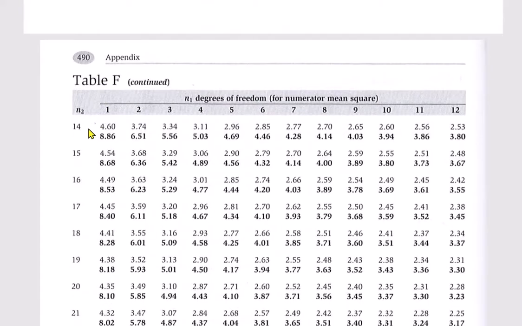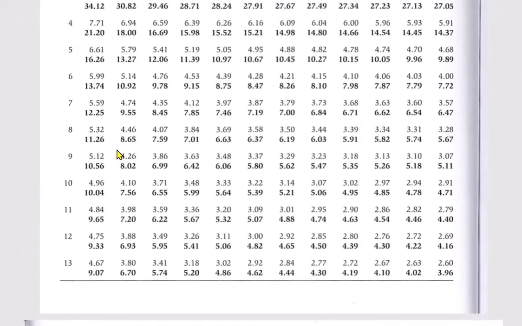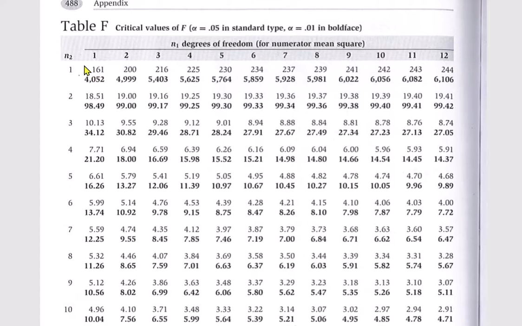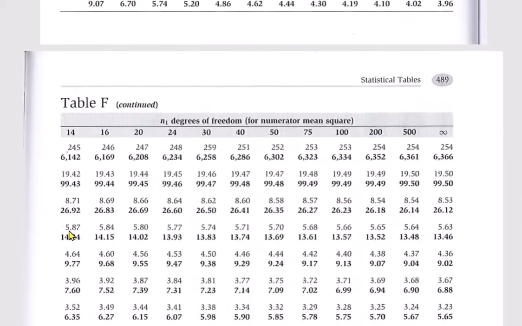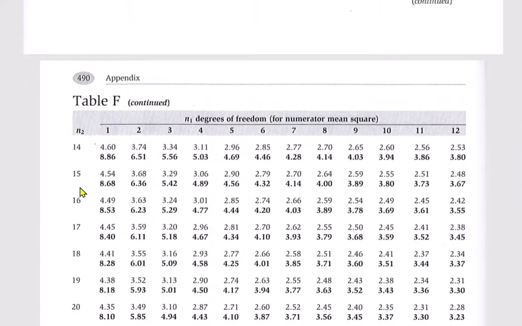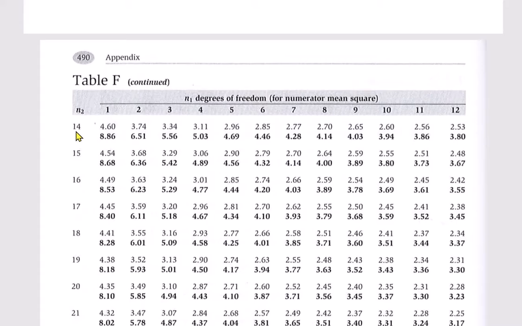And now we can see that it starts where the first page of this table stopped. So if I go back to the first page, we want 16 along the side, the 16 in the denominator degrees of freedom, and it stops at 13. So if I scroll past this page and hit the next one, we see that it picks up at 14. So now we have what we need.